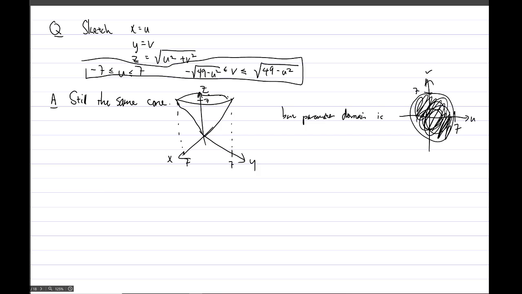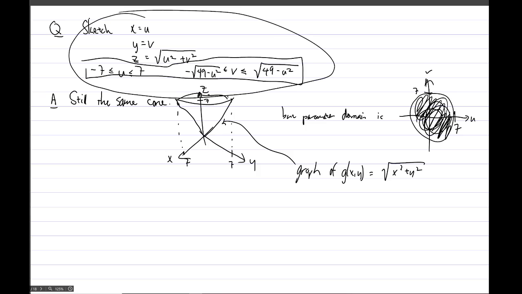So the parameter domain that we saw in our earlier example was a rectangle, and here we have a filled in circle instead. By the way, if you'd like to say it this way, this is the graph of g of x comma y is equal to root x squared plus y squared. If you're not so certain about this, why not just take the data that's provided here and put it into that parameterization app.